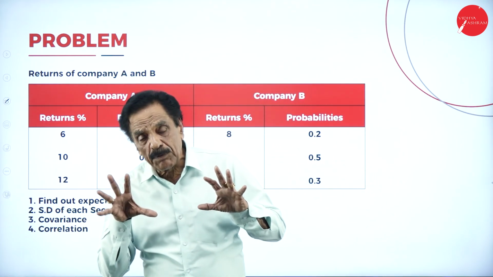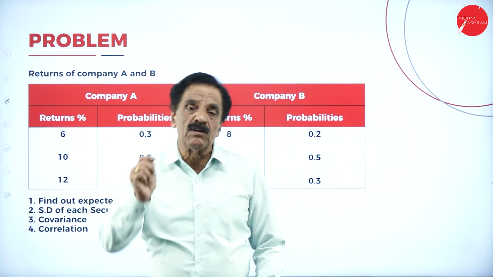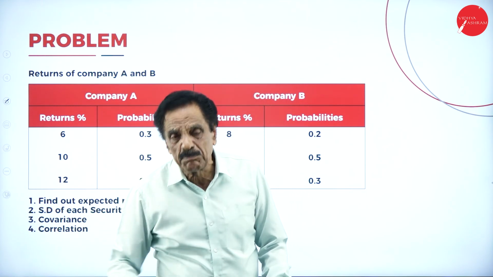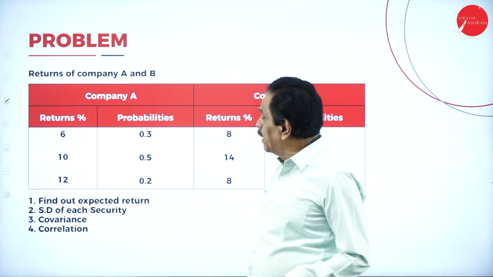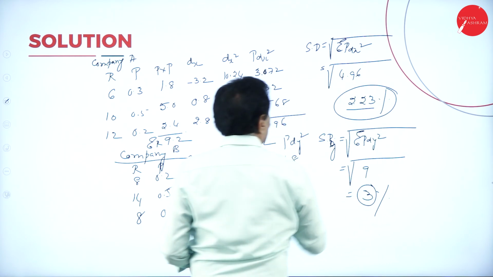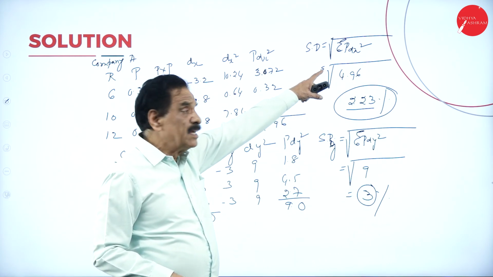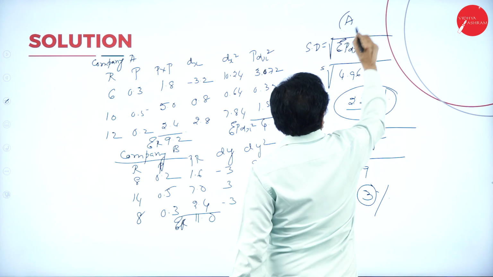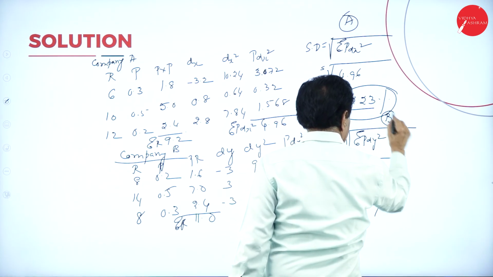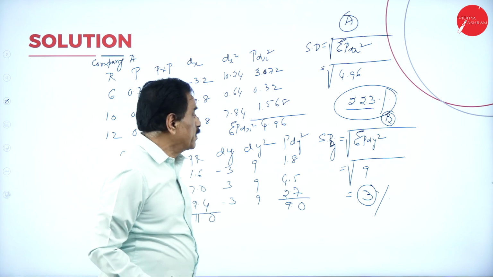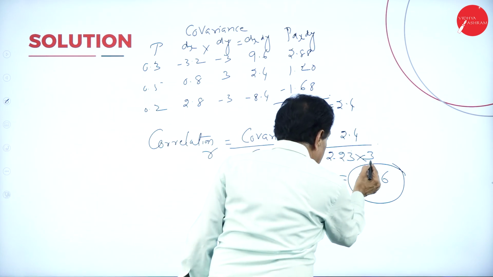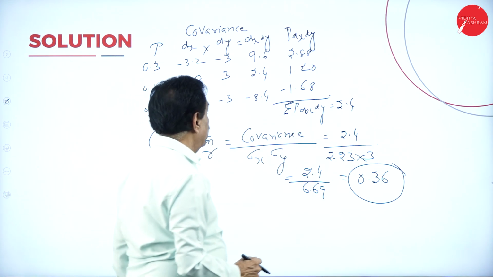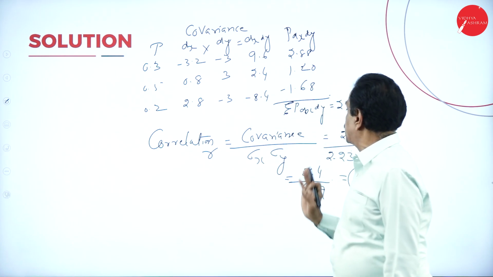When the probability is given, it is ex ante, expected. Ex post means without probability. Here don't divide by n, divided by n is not there. It is sigma p dx square only, sigma p dy square, this belongs to A, this belongs to B. This is the standard deviation of A, standard deviation of B. Covariance is P into dx dy. Don't find the standard deviation for it, multiply P into dx dy for the covariance.